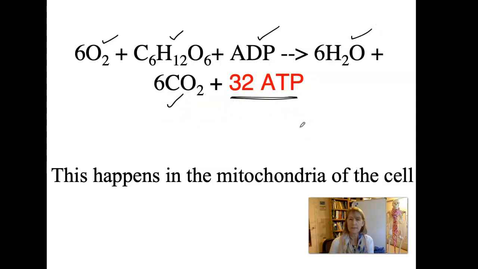And this is happening, remember, in the mitochondria of the cell. If you have more mitochondria, you're able to make more of these. So if you start training, and you start running distance, and you need that muscle to have more mitochondria, what it's going to do is it's going to make more mitochondria. That's what training is all about.